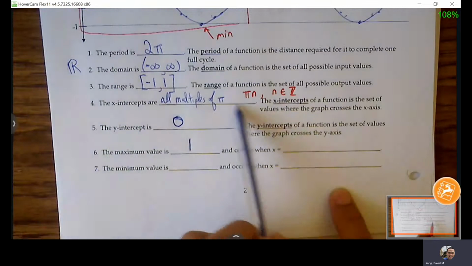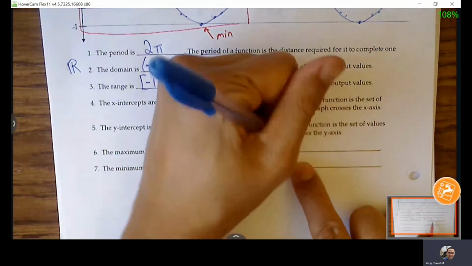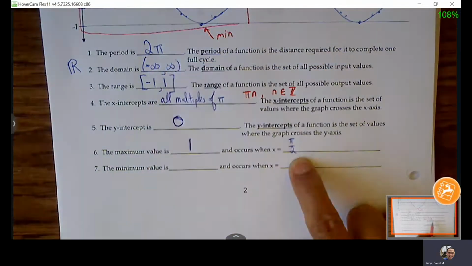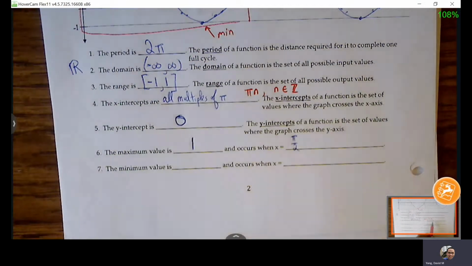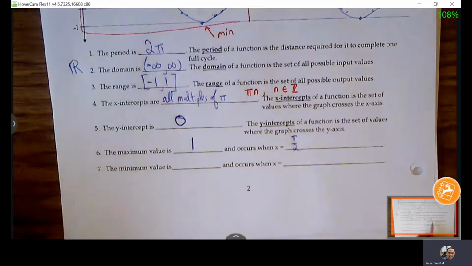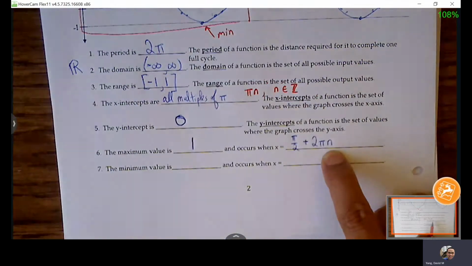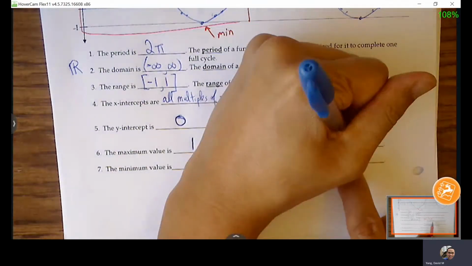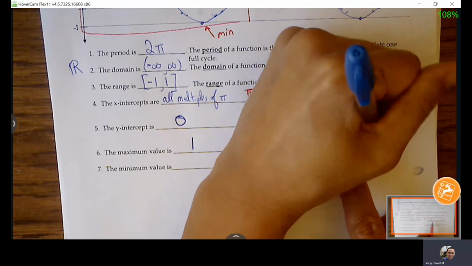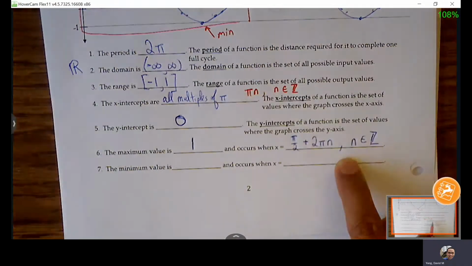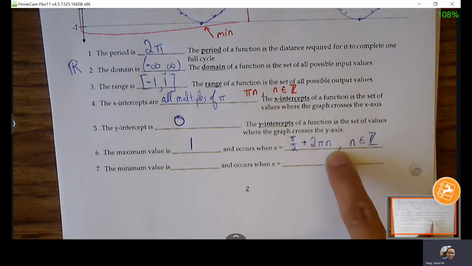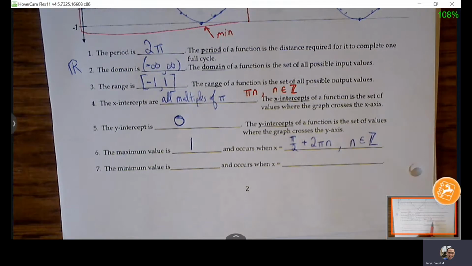So we're going to use a similar notation here. We're going to say x equals pi over 2, and then we're going to extend in both directions, either add or subtract 2 pi. So we say plus 2 pi n, and n can represent either positive or negative numbers. So we say n is an element of the integers, that we're exclusively using integers to represent n, and that way we have a definition for all the locations where the maximum can be reached.